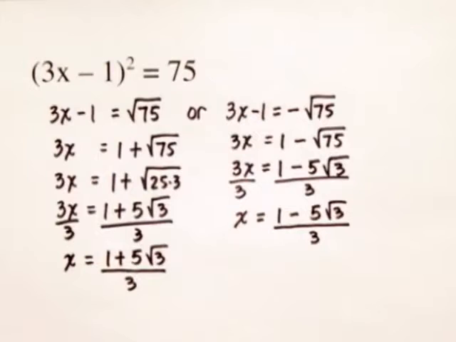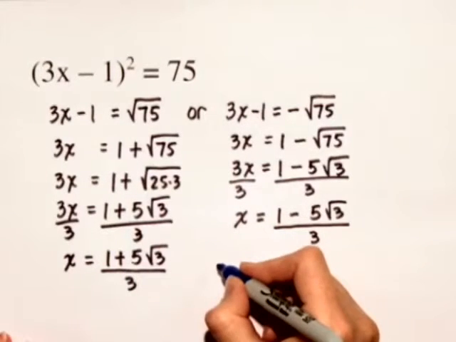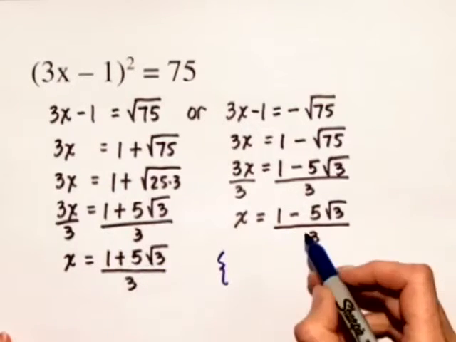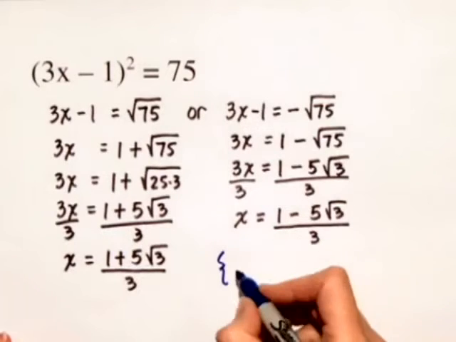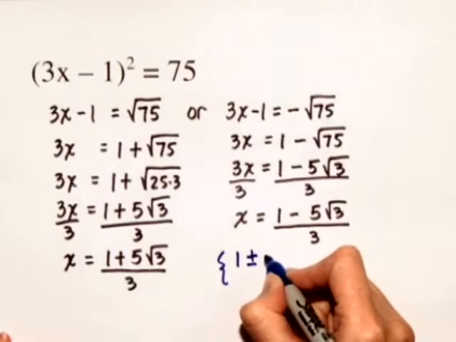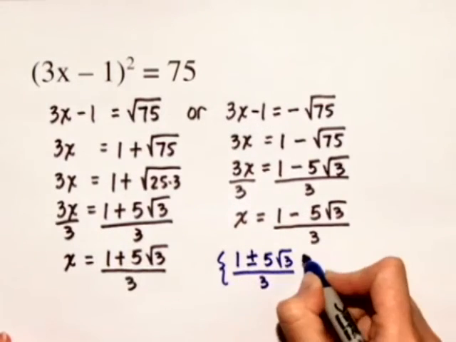So our solution set is really two numbers. We have 1 plus 5 times the square root of 3 over 3, and 1 minus 5 times the square root of 3 over 3. And we can write that in the compact form as 1 plus or minus 5 times the square root of 3 all over 3.